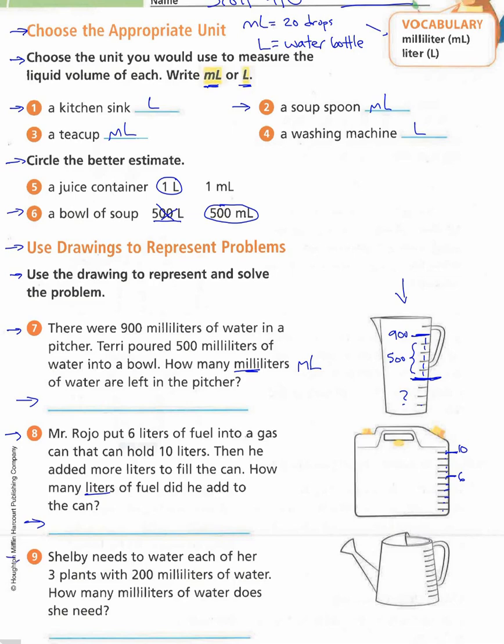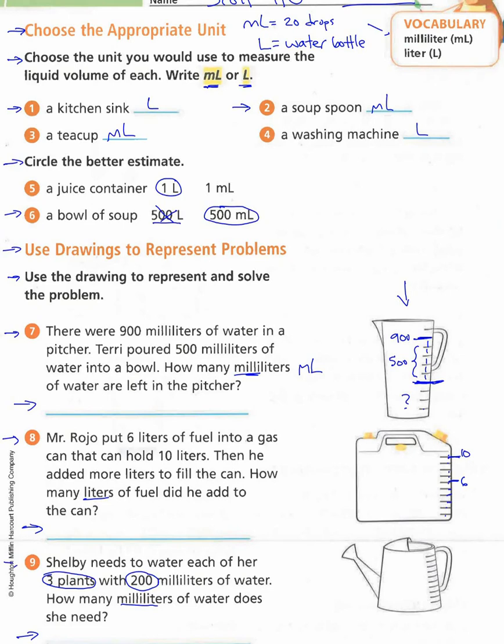All right, number 9 says Shelby needs to water each of her 3 plants with 200 milliliters of water. So we've got 3 plants, each with 200. How many milliliters of water does she need? So again, we're using milliliters, ml. 3 plants, each one is going to get 200. How many milliliters of water does she need? So go ahead and write your equation here with your answer in milliliters. And then when you're ready to go, we'll go on.